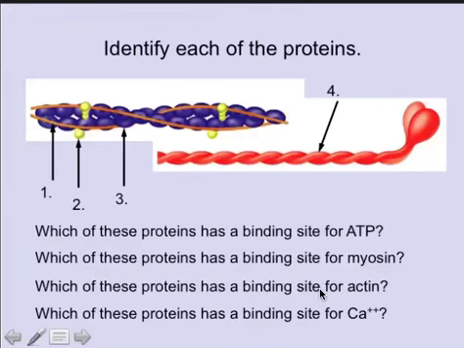And the answer really here is twofold. Definitely number 4, right? Because myosin and actin interact, okay? But also the tropomyosin has a binding site for actin, okay? Because they're intimately associated in the thin filament, okay? So the tropomyosin here would be number 1. And which of these proteins has a binding site for calcium? And the answer here is number 2, and that is troponin.